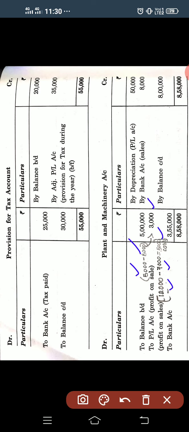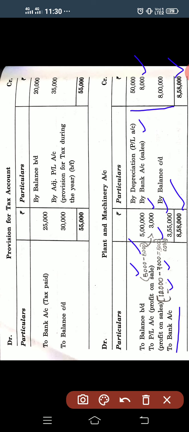When we sell the asset, we will receive the cash, right? So we have to record that also, that is by bank account or cash account, sales 8,000. So we have recorded all the transactions and items that are related to the plant and machinery. Now we will make a total. So this side total is 8,58,000. So write the total on both sides. The difference is 3,55,000, that is the balancing figure to bank account.